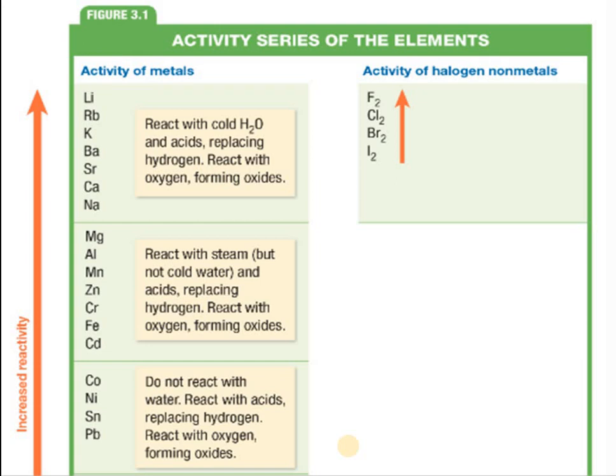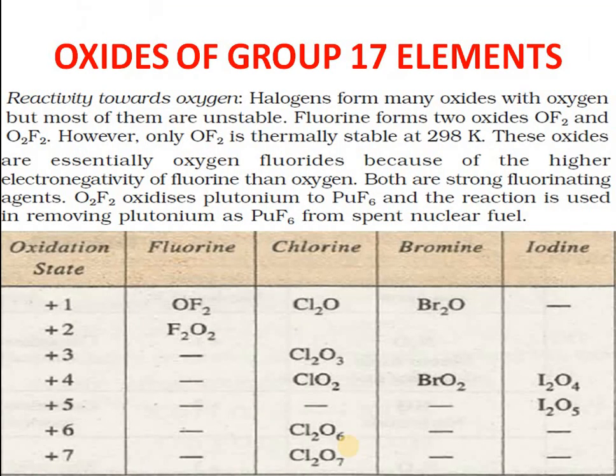Next is the activity series. In this regard, fluorine is the most reactive halogen and iodine will be the least reactive, and down the group reactivity decreases in halogens. This is just similar to the reactivity of metals. These are known as reactivity of non-metals. Reactivity of non-metals is different from metals and opposite also.